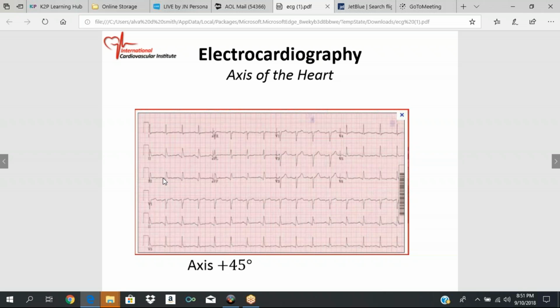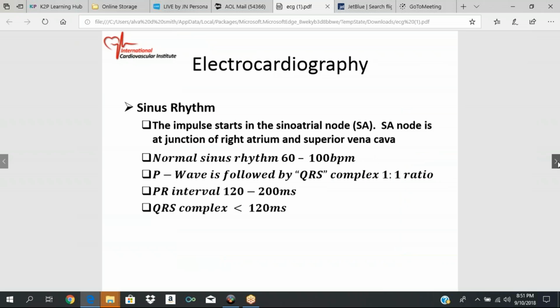Again, lead 3 is perpendicular to AVR, AVF is perpendicular to lead 1, and lead 2 is perpendicular to AVL. Okay? So that is how you determine the axis.